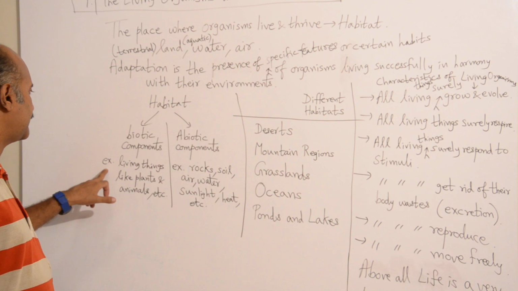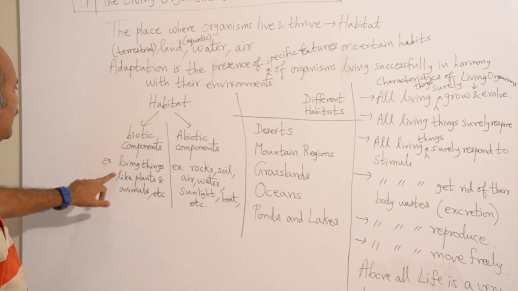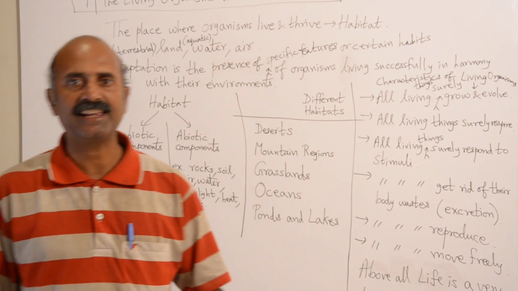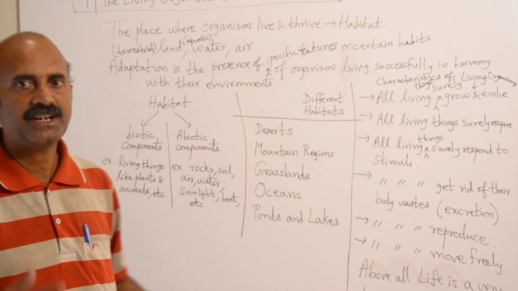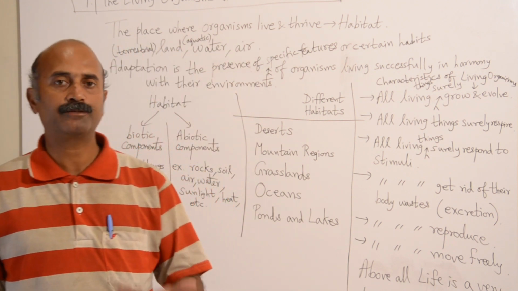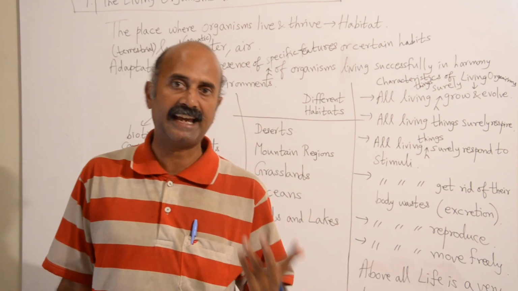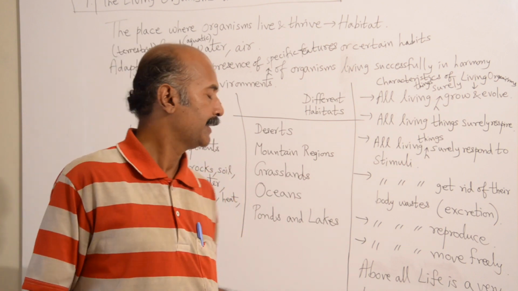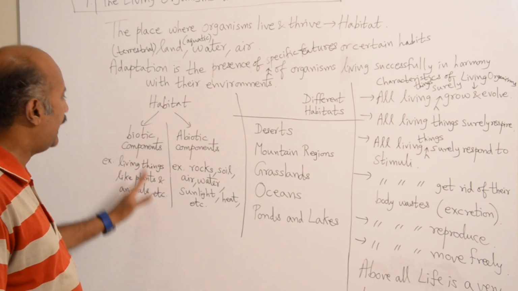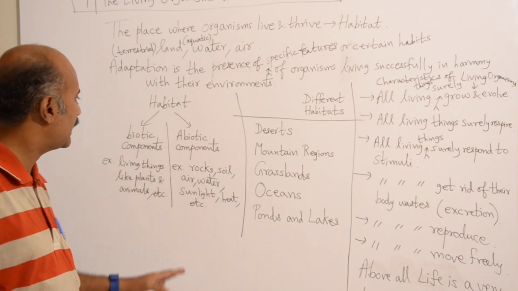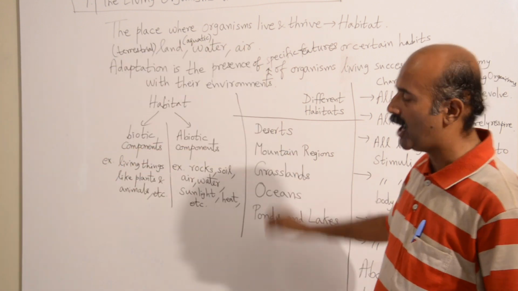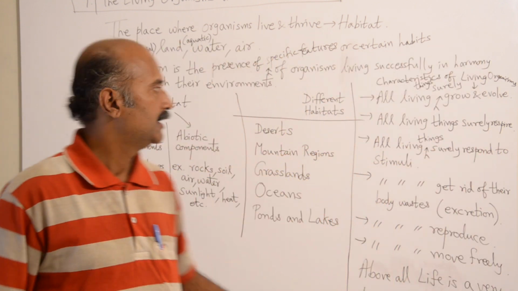Now, for example, biotic components are living things like plants, animals, etc. It can also be fungi, algae, or microorganisms, invisible organisms which we cannot see. Even viruses can be a part of the environment as well. Abiotic components, for example, are rocks, soil, air, water, sunlight, heat, etc., like I just mentioned a while ago. Now we come to different habitats.